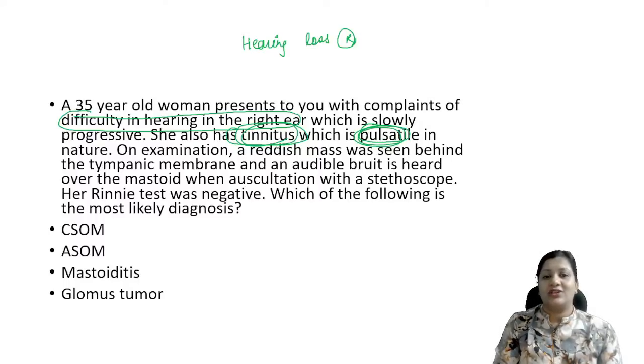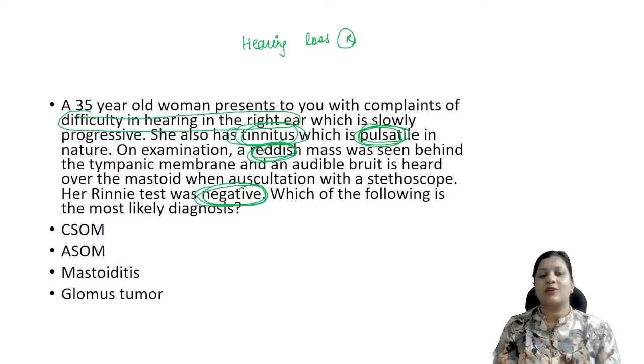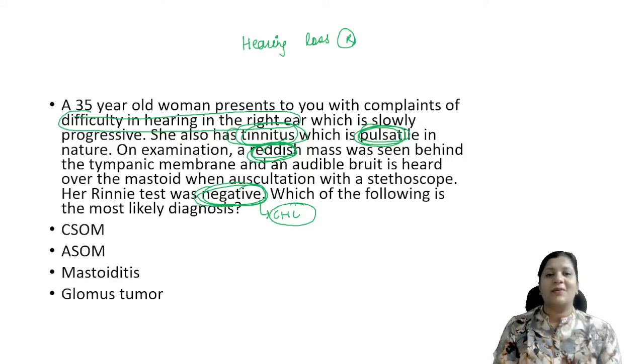On examination, you see there is a reddish mass behind the tympanic membrane and an audible bruit is heard over the mastoid on auscultation. Her Rinne test is negative. So when Rinne is negative, you'll think of external or middle ear disease, because Rinne is negative in conductive hearing loss. So conductive hearing loss means conductive pathology. So what is the most likely diagnosis? CSOM, ASOM, mastoiditis, or glomus tumor?